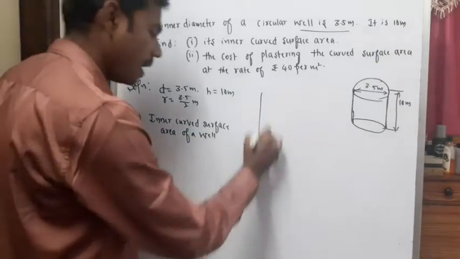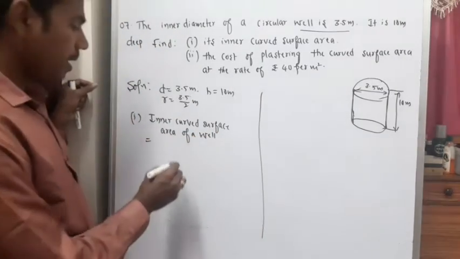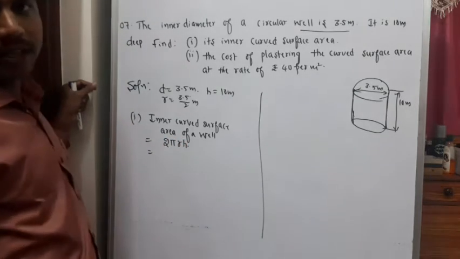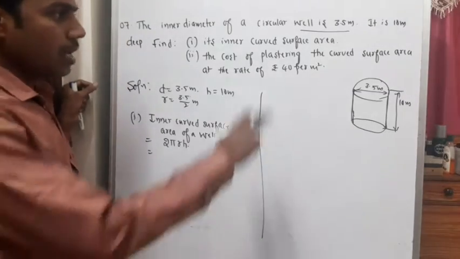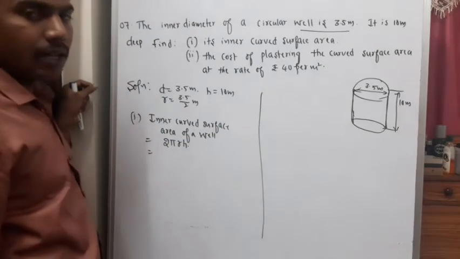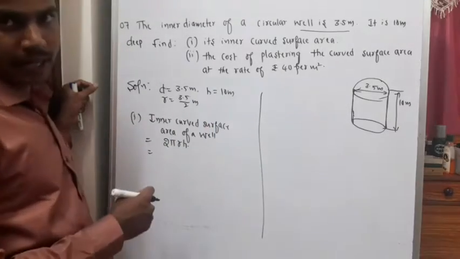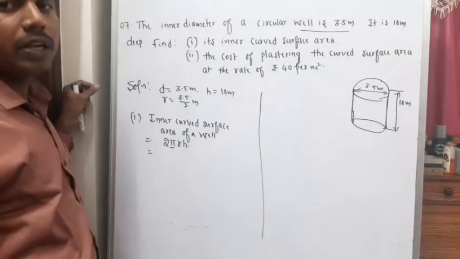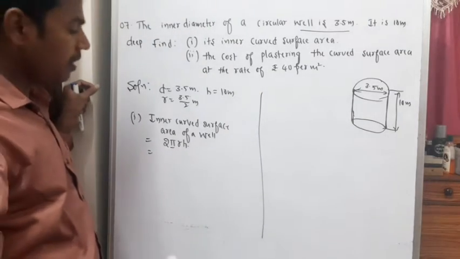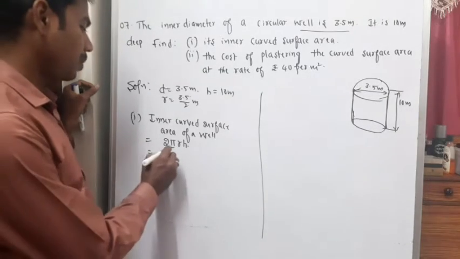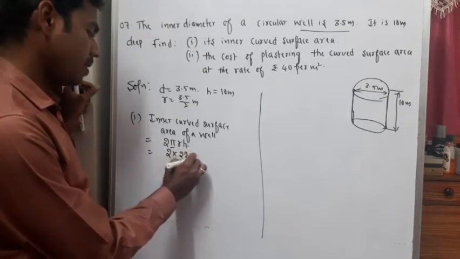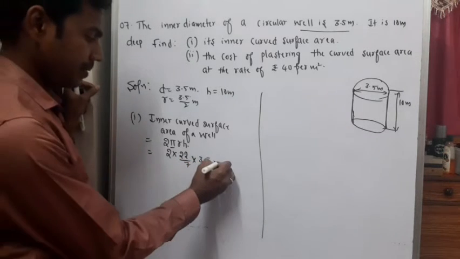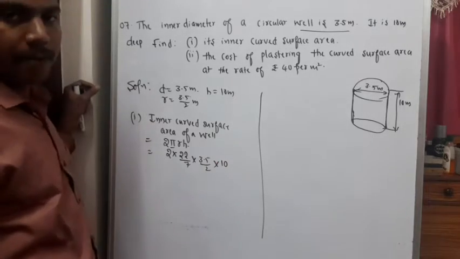The inner curved surface area of a well is equal to, what can we write? We can write 2 pi RH. This is the formula to find the curved surface area of any cylinder. So the well is in the shape of a cylinder, so we are going to make use of the curved surface area of a cylinder. The pi value is not given, so we need to assume it as 22 by 7. So 2 into 22 by 7 into R, which is 3.5 divided by 2, into the height H, that is 10 meter.